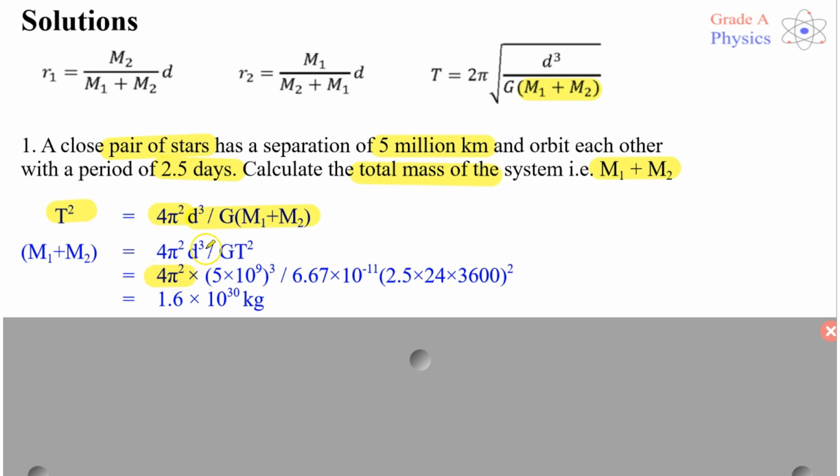So 4 pi squared is straightforward. The d, so 5 million, well, we've got 5 times 10 to the 9 because it's million kilometers. So it's 10 to the 6 multiplied by 1,000, so that's 10 to the 9, and then cubed, obviously. G, we're given it in the data sheet, and then T, watch out for that. A lot of students would write 2.5, but that's days. We do need the SI units in seconds, so it's multiplied by 24 hours, multiplied by 60 squared.